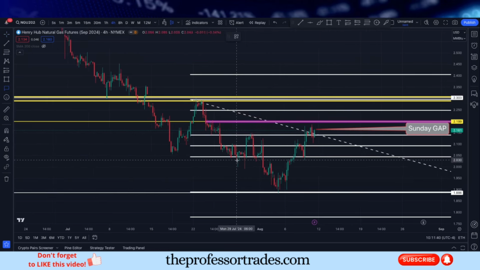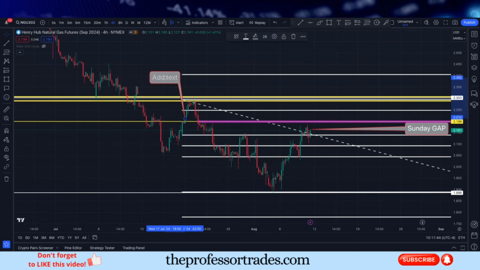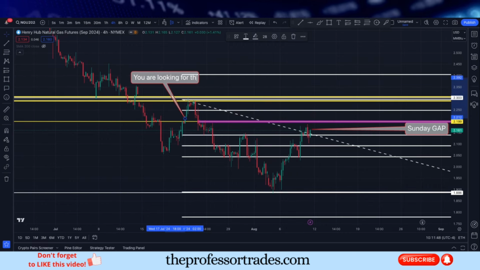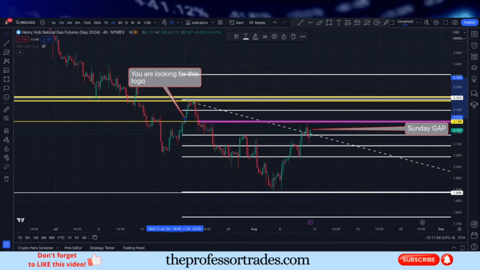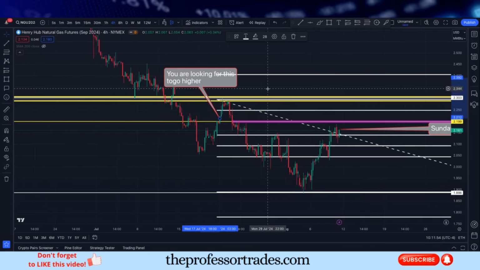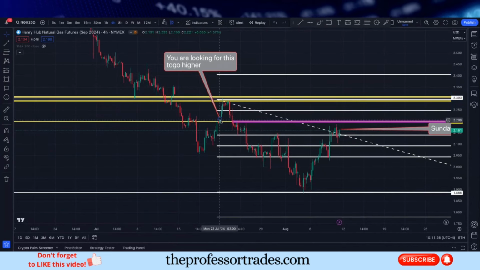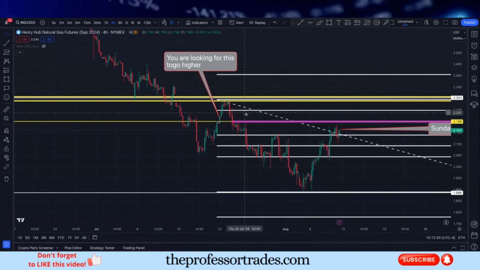I'm looking for this type of action. So you see this green candle right here? You are looking for this to go higher. So you're looking for that type of price action, where you get this 4 hour candle to close above to go up to the next level.